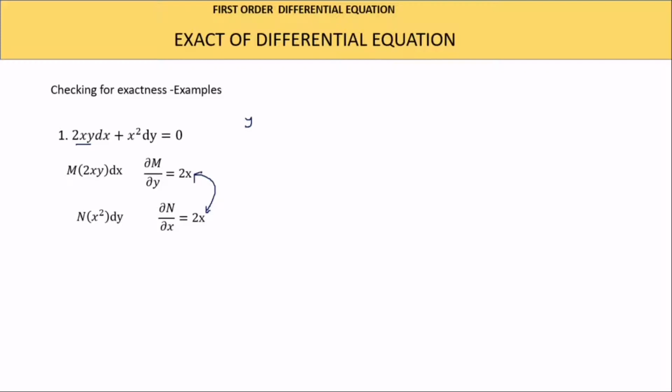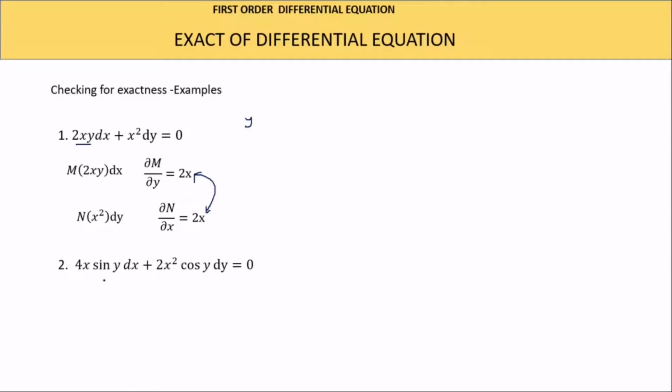So with exactness, it means that the partial differential of M with respect to y and the partial differential of N with respect to x must give the same answer, right? Let's take another example, which is this. With this, you can pause the video and try it.